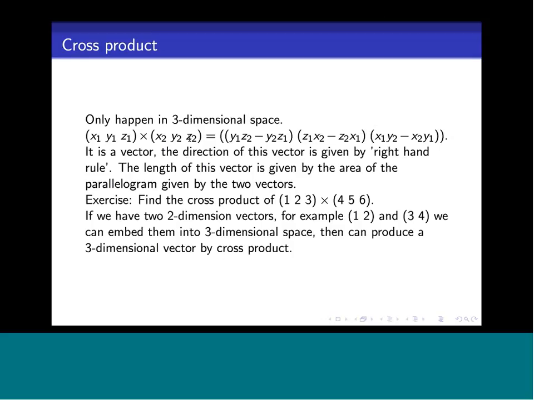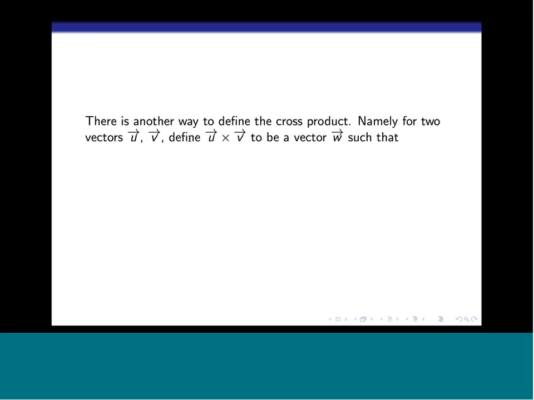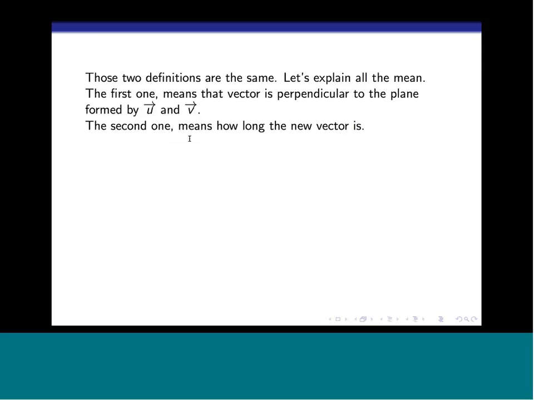The most important thing is that you not only know what that means, you also have to know what that vector really is using x1, y1, z1 and x2, y2, z2. Then you get a new vector. The first component is y1 z2 minus y2 z1, then and so on.